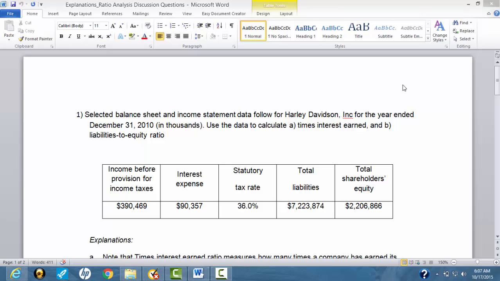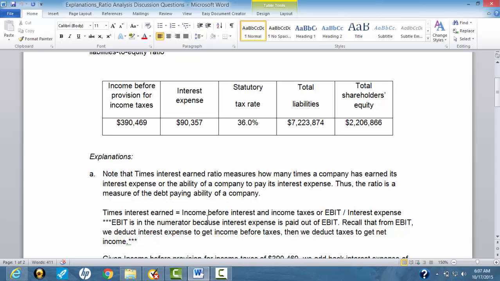And how do we determine the times interest earned ratio? As the name implies, times interest earned ratio is income before interest and taxes, or EBIT, divided by interest expense. Now, EBIT is in the numerator because interest expense is paid out of EBIT. We need to have the income or earnings measure before we deduct interest. So it is that income or earnings out of which we pay the interest. So we need earnings or income before interest and taxes.